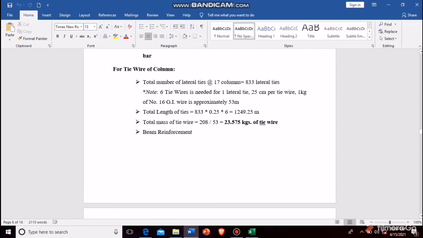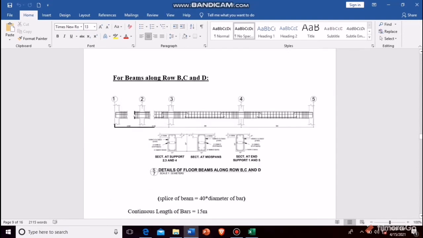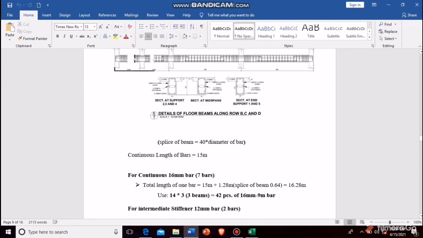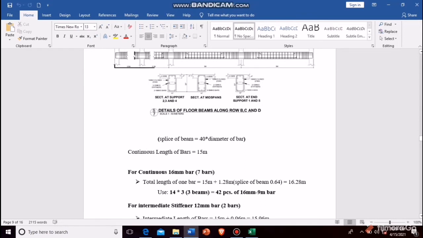Then for the beam reinforcement, beams along row B, C, and D. So this is the beam reinforcement. This is column 1, column 2, column 3, column 4, column 5. This is row B, C, D. Then splice of beam, that is 40 times diameter of bar.